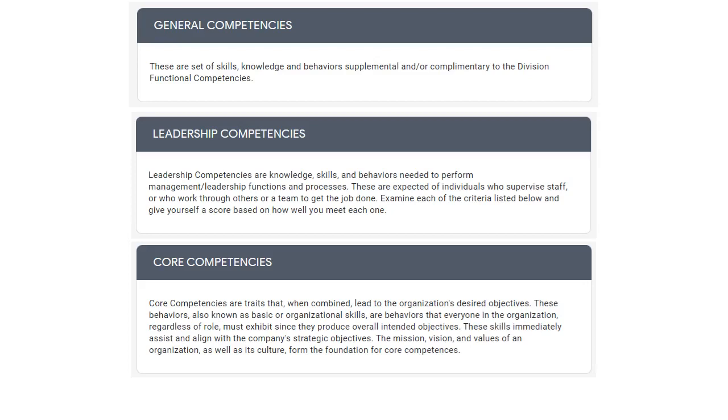Okay, under our competency-based HR, we categorize general competencies, leadership competencies, and core competencies.